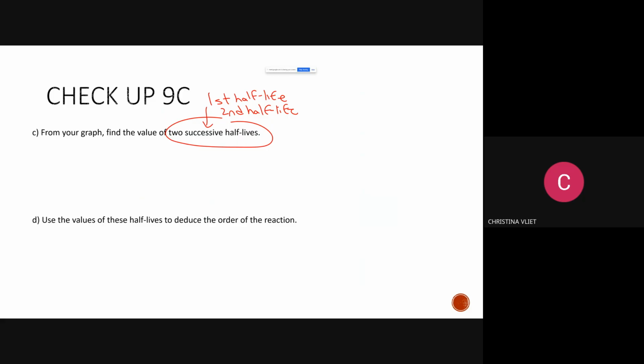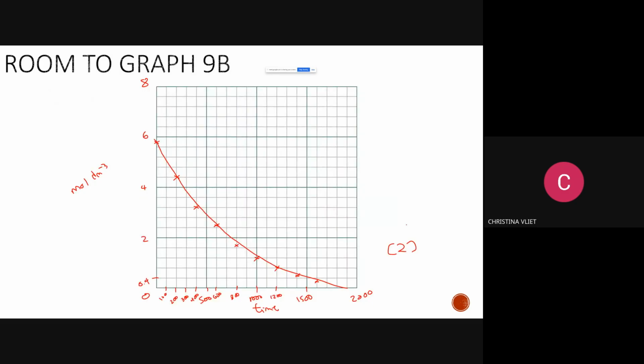And so what we're going to do is find the value of our first half-life and the value of our second half-life. Well, how are we going to figure that out? What is half-life again? The time it takes to have half the amount you started with. So how could we figure that out from a graph? Don't we have a starting amount? Wasn't it 5.8? 5.8 was our starting amount, right?